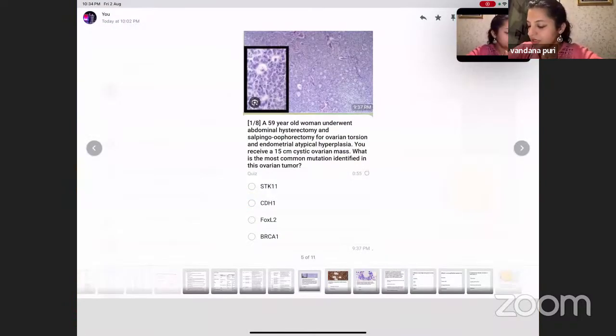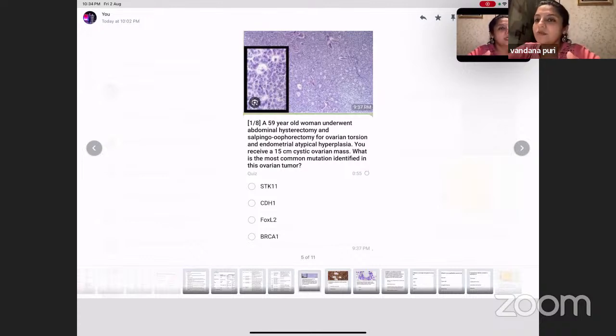So this was a 59-year-old female who underwent hysterectomy and salpingo-oophorectomy for ovarian torsion and endometrial atypical hyperplasia. First thing to remember: a postmenopausal female, whenever the history says she is presenting with endometrial hyperplasia, this is probably due to estrogen excess. So you should think of tumors which produce a lot of estrogen, and the first possibility in this case should be granulosa cell tumor. Always remember that.